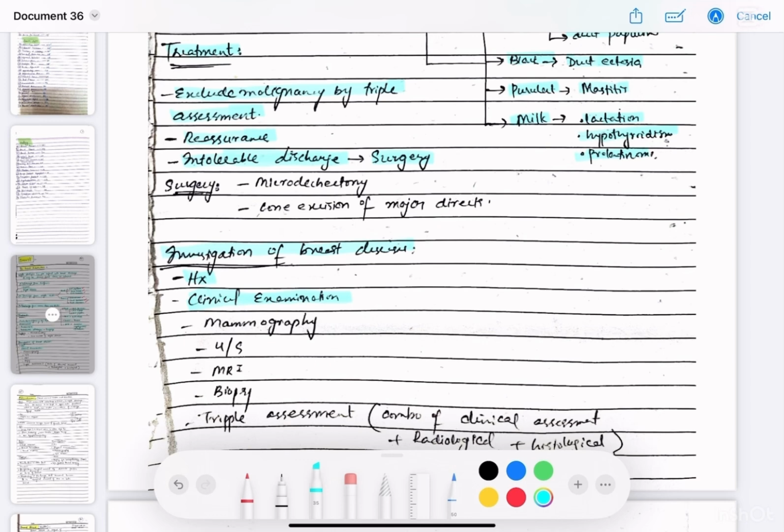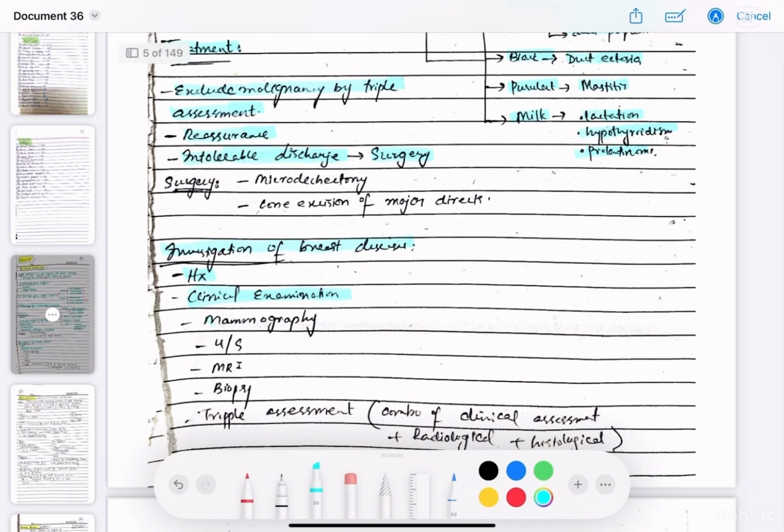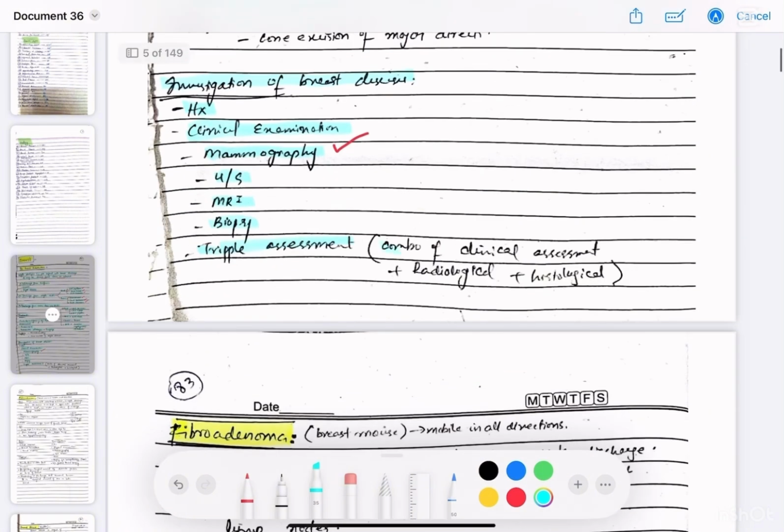And then you have to do the mammography. This is the best investigation of choice for breast diseases, along with ultrasound, MRI, biopsy, and triple assessment. Triple assessment is a combination of clinical assessment, radiological assessment, and histological assessment. So these are the three types of triple assessment.